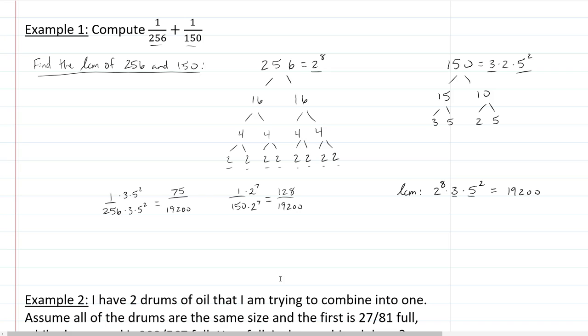So now when we add these together, all we have to do is add the numerators now because they have the same denominator. So 75 plus 128 is 203 all over 19,200. And that would be our final answer.